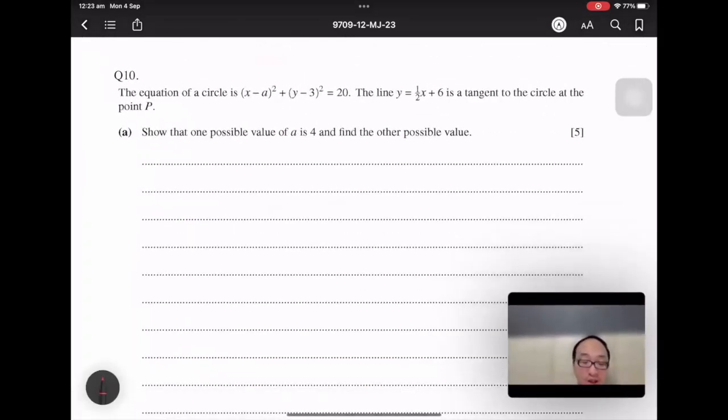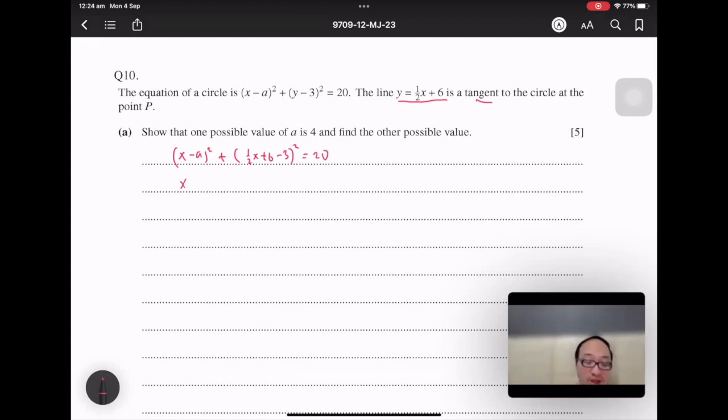Number 10, the equation of the circle and the line is a tangent to the circle at the point P. Show that one possible value of a is 4 and find the other possible value. So the line is a tangent, so we can just substitute it into the equation. So (x minus a) squared plus (half x plus 6 minus 3) squared equals 20.